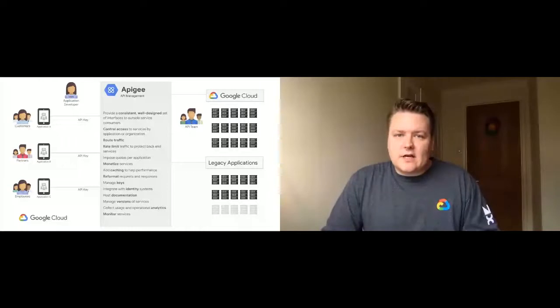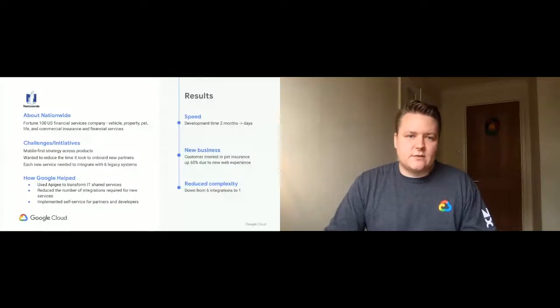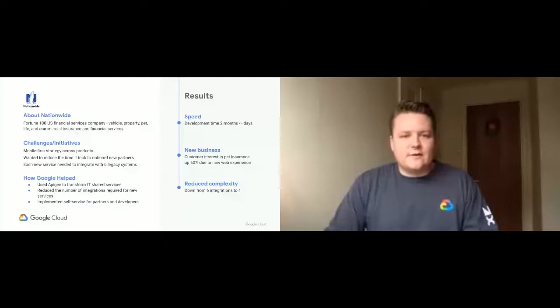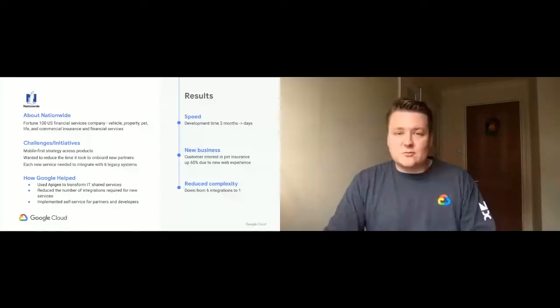An example of a customer using Apigee for app modernization and the results is Nationwide, one of the Fortune 100 US FS organizations. They offer various types of insurances. Their challenge was how to provide the right data and quickly deliver a new mobile application, reducing the time it takes to onboard new partners to get access to their data. Before using Apigee API Management, each new service needed to integrate with at least 6 legacy systems to get to a place where the API was in a state to be consumed.